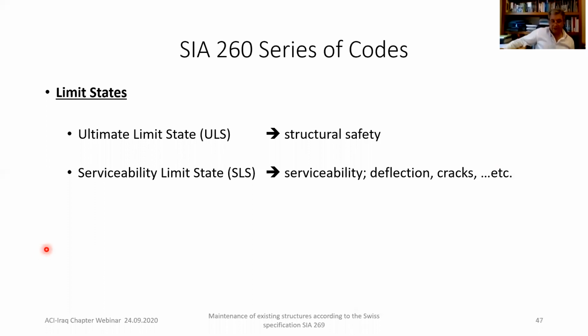This code uses limit state design. I think it's the same with the ACI, I'm not sure, but it's a typical limit state design code. What that means is we have both the ultimate limit state, ULS, for security of structures, and the serviceability limit state, that's for deflection, cracks, etc.